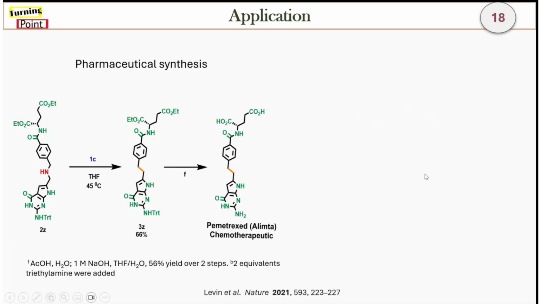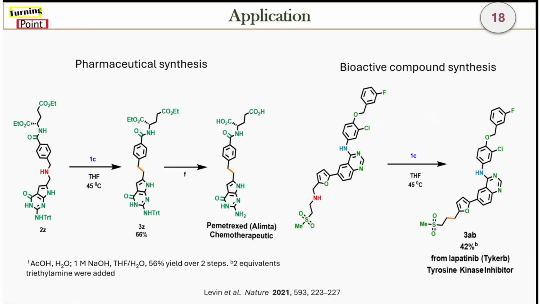So for that they have shown some application. In the paper they have shown 4 or 5, but here I am showing only 2. So the first application they have shown is the synthesis of a chemotherapeutic agent, which is used in the treatment of lung cancer. And another application they have shown is the synthesis of a bioactive compound.